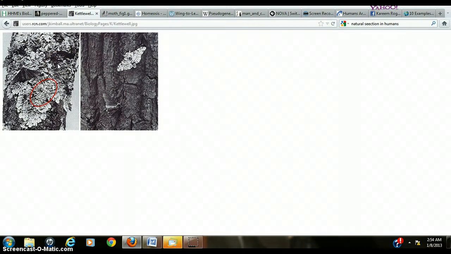This is an example of natural selection because with an advantage to their environment, the darker pepper moths were able to reproduce more than the white pepper moth because the white pepper moths were easily spotted by predators. Thus, they were easily picked off by them, thus decreasing their population.